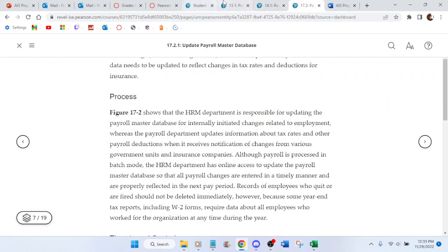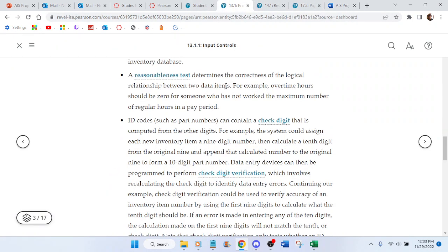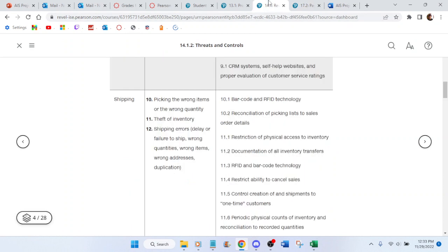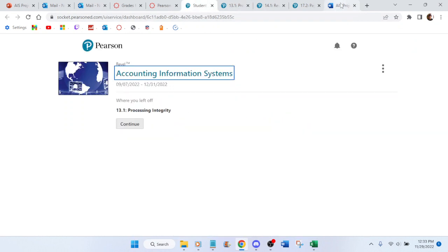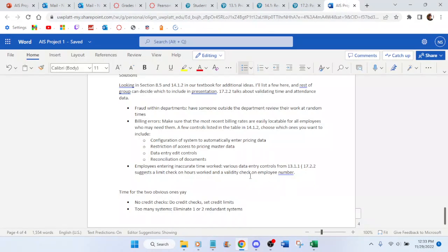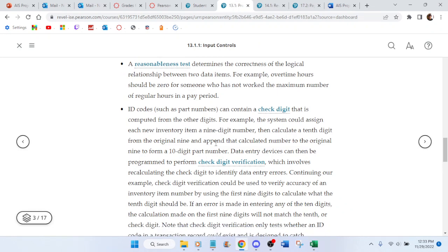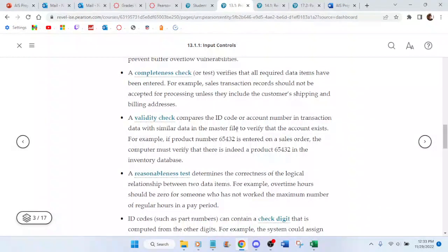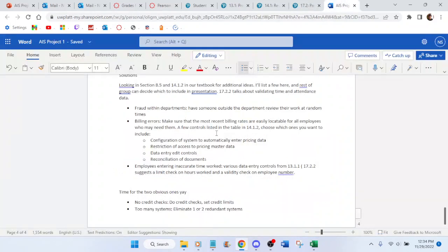Let's say reasonable. I don't know. ID codes. I guess we don't really need them. We'll just list the two that they mentioned. So, like, validity check and limit check. Oh yeah, I guess I know what they mean by validity check. An employee number, and limit check on hours worked. So yeah, I guess we're done with that pretty much.